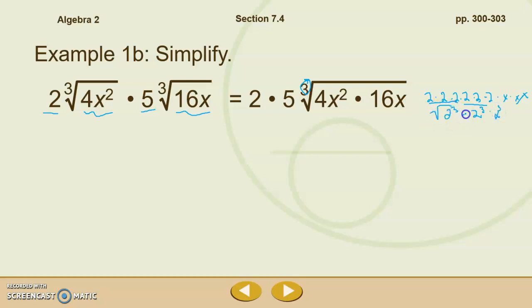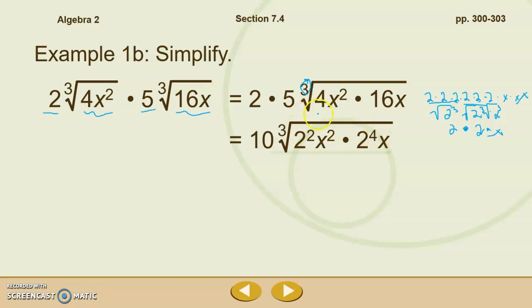And we then take the cubed root of each of those. Cubed root of 2 cubed is 2. Cubed root of 2 cubed is 2. And the cubed root of x cubed is x. And you'll see that it's written a little bit differently here in the example. This is just another way to write it. 4 is 2 squared and x squared. 16 is 2 to the 4th and x.